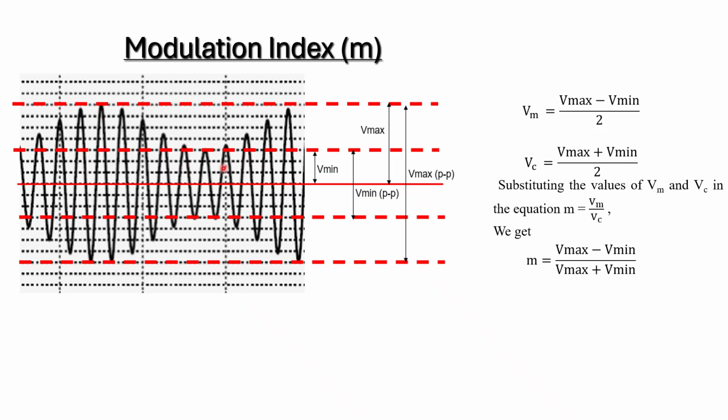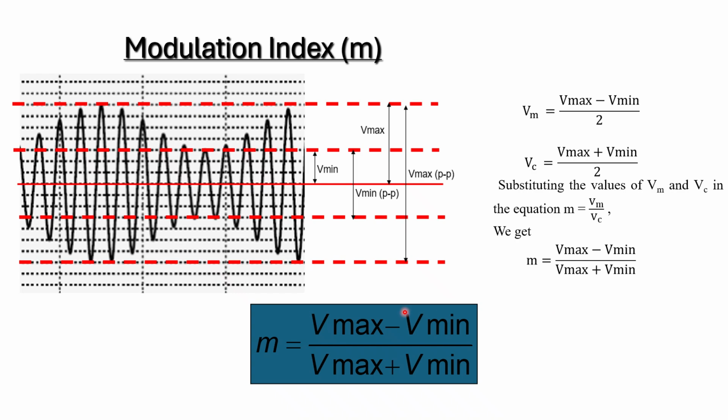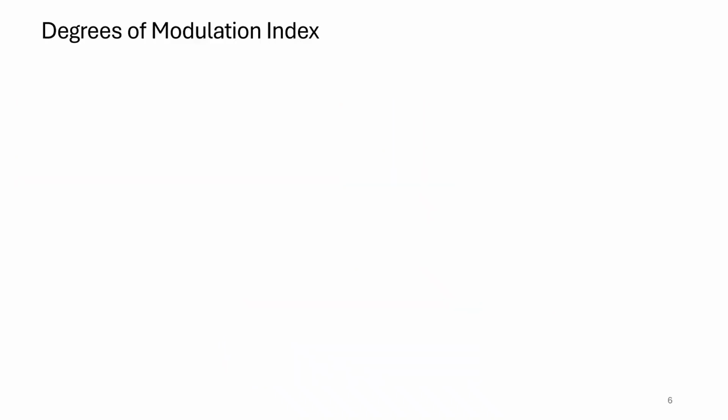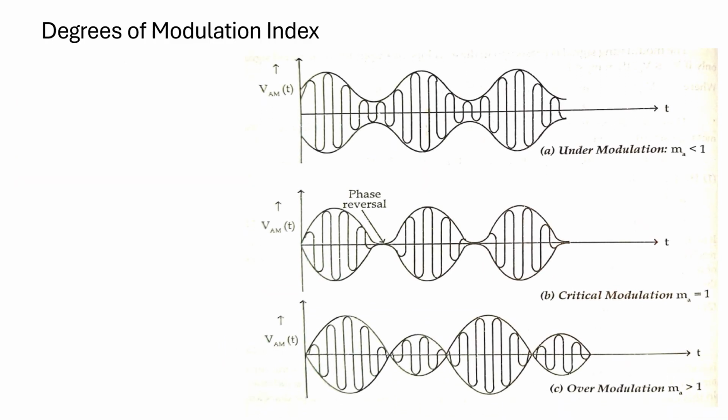Under the modulated wave, you can observe the carrier wave is varying from a lower amplitude to a higher amplitude. So we will find out the V max and V min. So after finding V max and V min, we can find out the modulation index, that is V max minus V min divided by V max plus V min. That is called the modulation index.